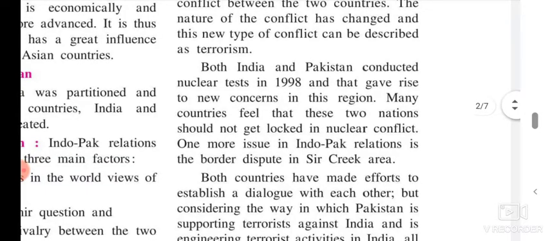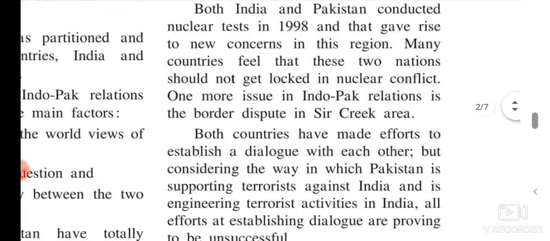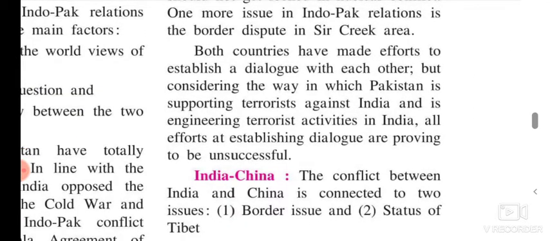Both India and Pakistan conducted nuclear tests in 1998, and that gave rise to new concerns in this region. Many countries feel that these two nations should not get locked in nuclear conflict. One more issue in Indo-Pak relations is the border dispute in the Sir Creek area. Both countries have made efforts to establish a dialogue with each other, but considering the way in which Pakistan is supporting terrorism against India and is engineering terrorist activities in India, all efforts at establishing dialogue are proving to be unsuccessful.